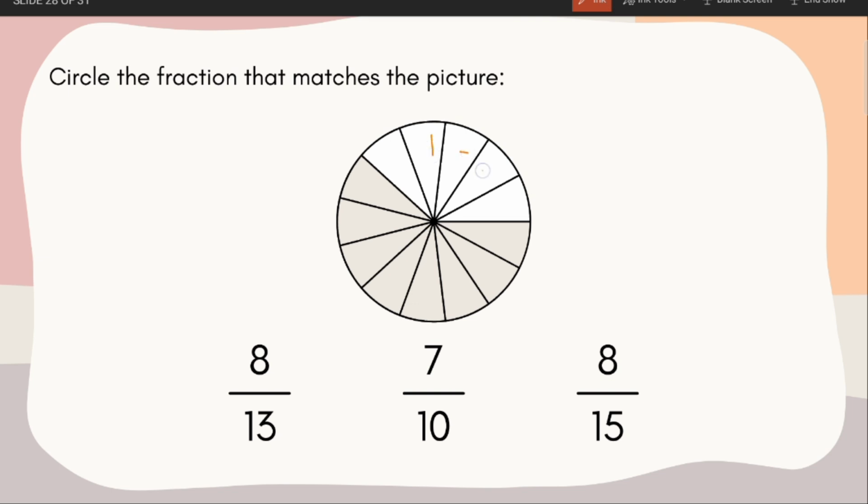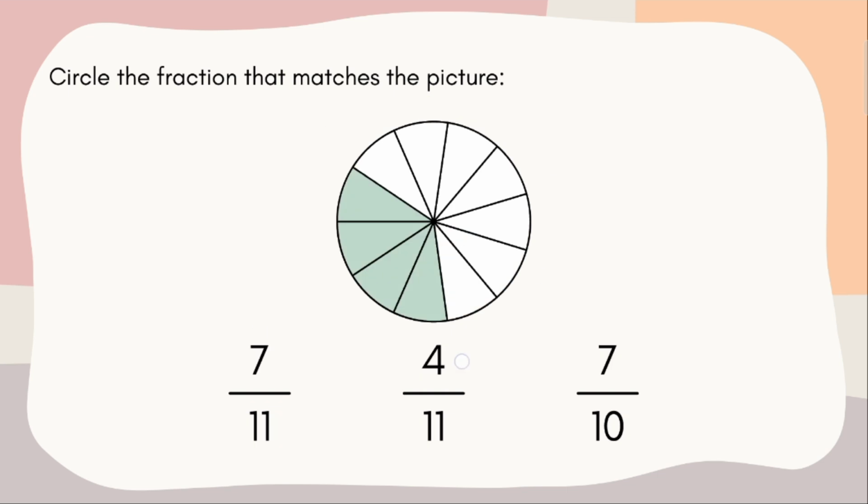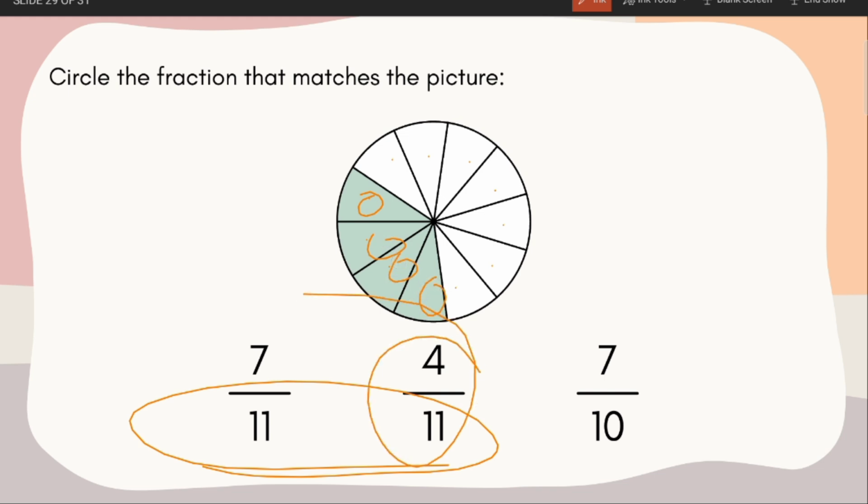1, 2, 3, 4, 5, 6, 7, 8, 9, 10, 11, 12, 13. 13 parts. From this we can see that there is only one number where 13 is there. So it is option number A, 8. See this picture. How many are there? Let us see. 1, 2, 3, 4, 5, 6, 7, 8, 9, 10, 11. 11. Okay, 11, 2 are there. Okay, so we make 1, 2, 3, 4. 4 by 11 is the correct answer.